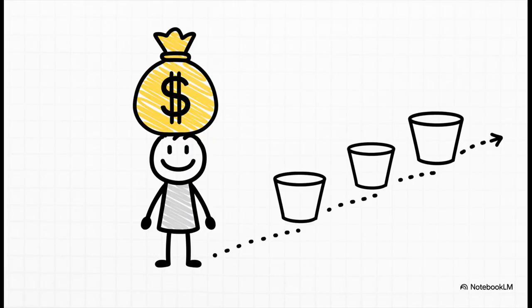So let's put some numbers to this. Imagine a single person with a taxable income of $175,000. Now, remember those tax brackets we talked about?